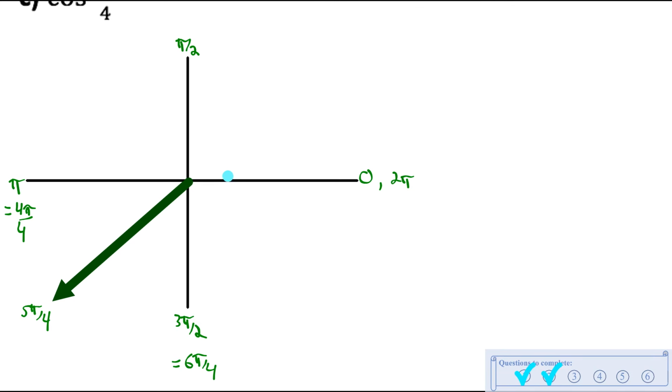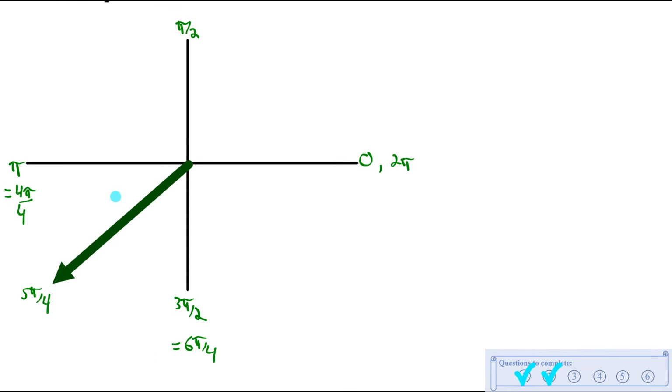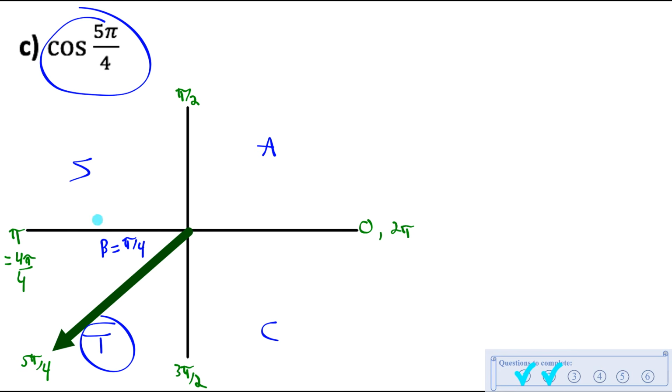That means that the rotation from positive x to here is 5 pi over 4. I'm also going to need to know the reference angle, the angle between the terminal arm and the closest x-axis. So the angle between 5 pi over 4 and 4 pi over 4 is 1 pi over 4. So I can label my reference angle, beta, as pi over 4. And if you remember your CAST rule, I know that in this quadrant, only tan is positive, which means the cosine ratio of 5 pi over 4 is going to be negative.